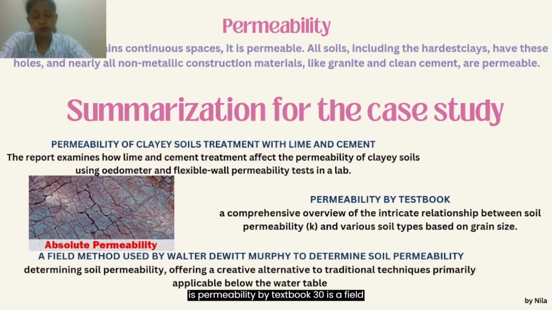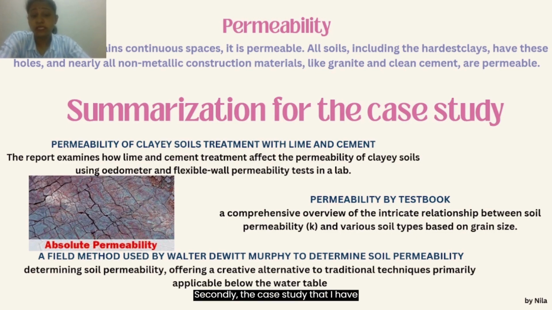Secondly is permeability by textbook. Thirdly is a field method used by Walter David Murphy to determine soil permeability. The first case study is a report that delves into the permeability of clay soil subjected to treatment with lime and cement, employing oedometer tests and flexible wall permeability tests in a laboratory setting.